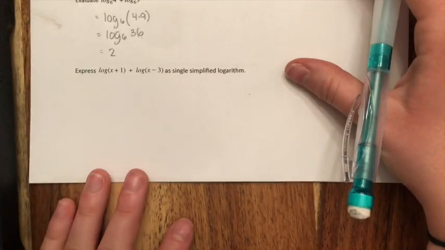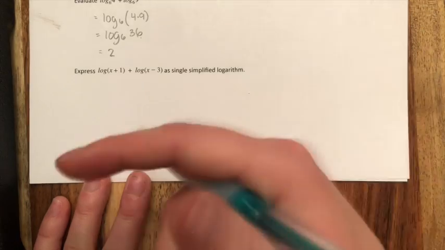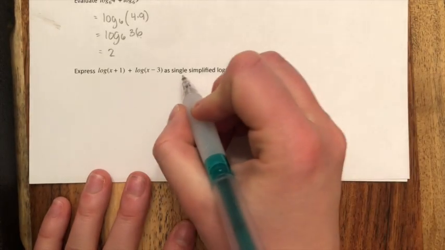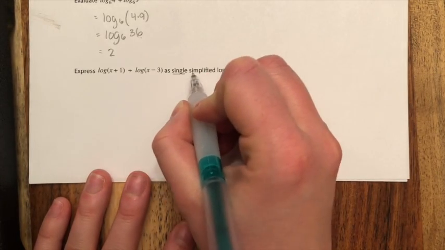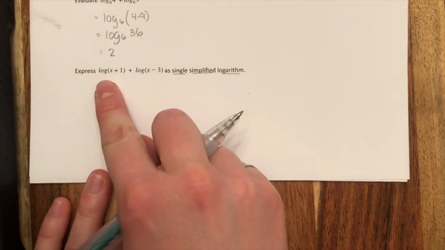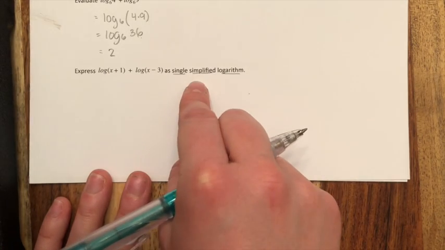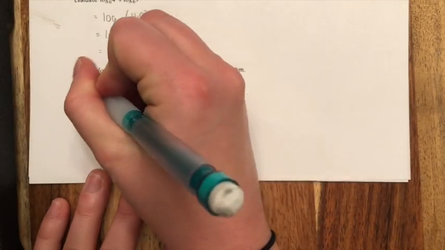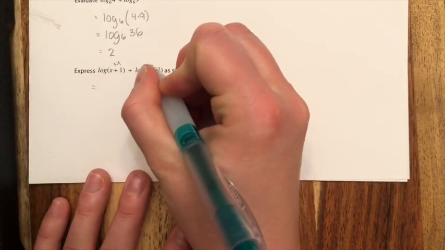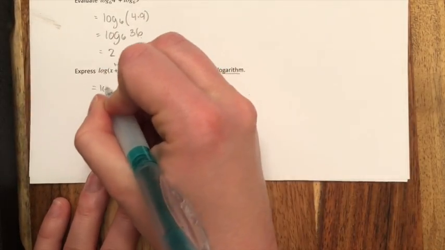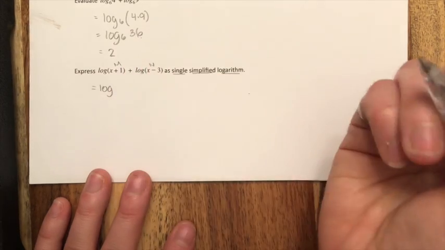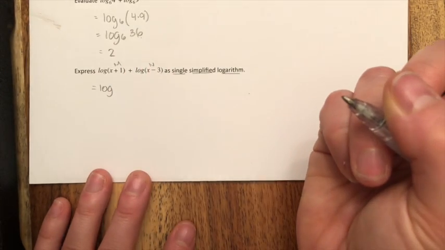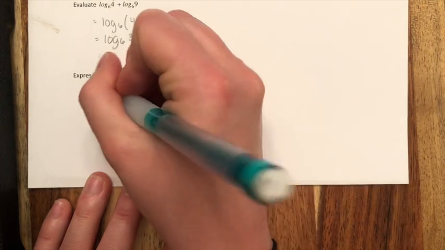So if there's no variable in here, we want to say, okay, can we get that to a number? Okay, this one, there are variables, so we're not going to be able to just get to a number, but we want to express it as a single simplified logarithm. So instead of having two logs, we want one and as simplified as possible. Okay, so this is my M and my N. So this is going to be log, and these are common logs, right? They're base 10, and that means that we don't have to write it. We could, but we don't have to.